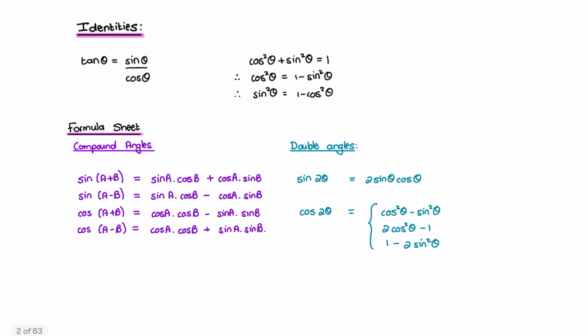So that's a quick overview of the two identities which you need to memorize for paper 2, and then the information in trigonometry that you will find on your formula sheet.